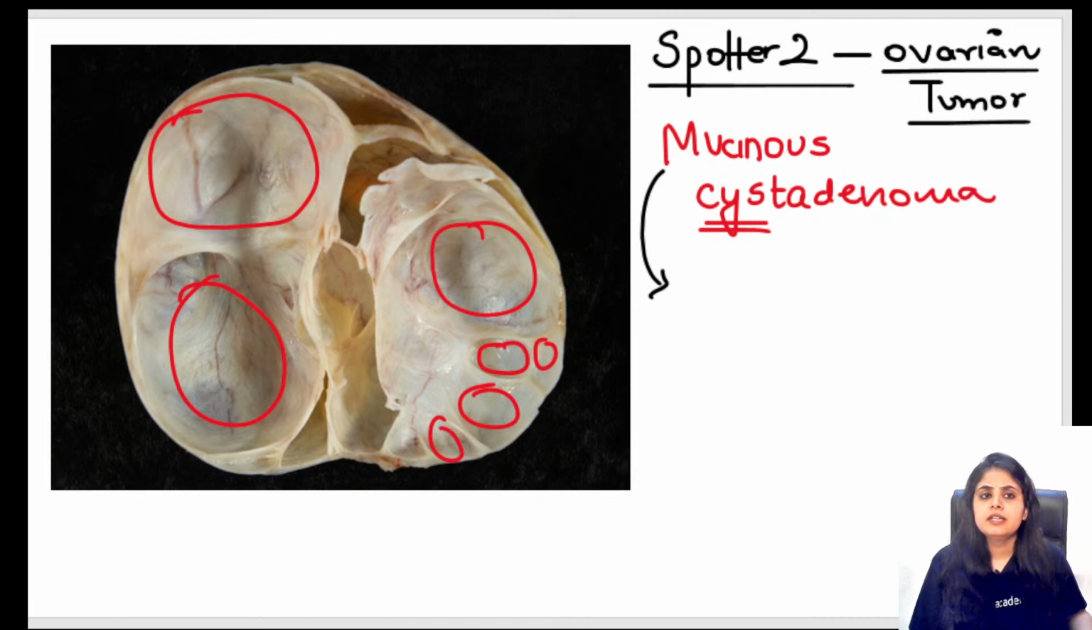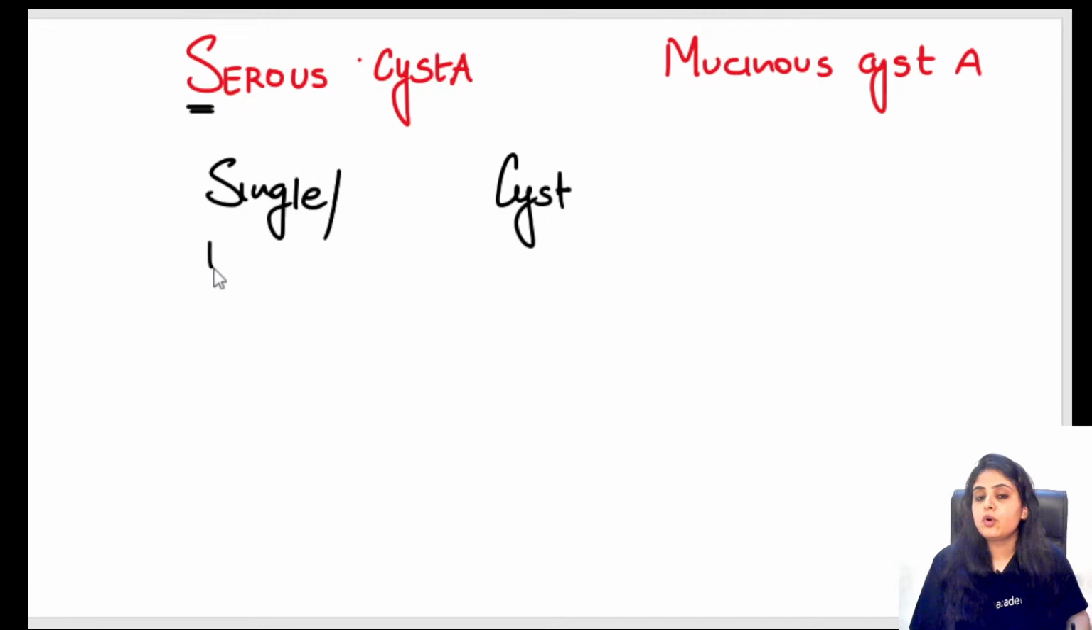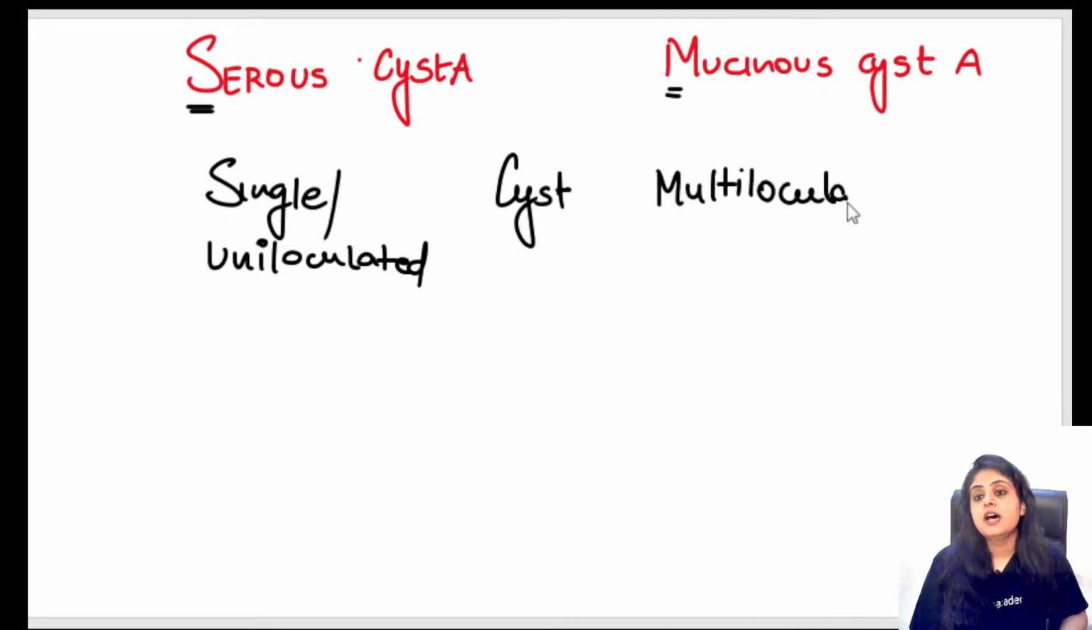So what are the other types of cystadenomas? If I give you a comparison, you will say, ma'am, in the ovary there are serous ovarian tumors or serous cystadenoma, and the other one is known as mucinous cystadenoma. If you want to compare between these two, you first look at the number of the cysts. Serous will have a single cyst, or you call it a unilocular cyst, whereas mucinous cystadenoma, M for M, will be multilocular. Multiple cysts are going to be present.